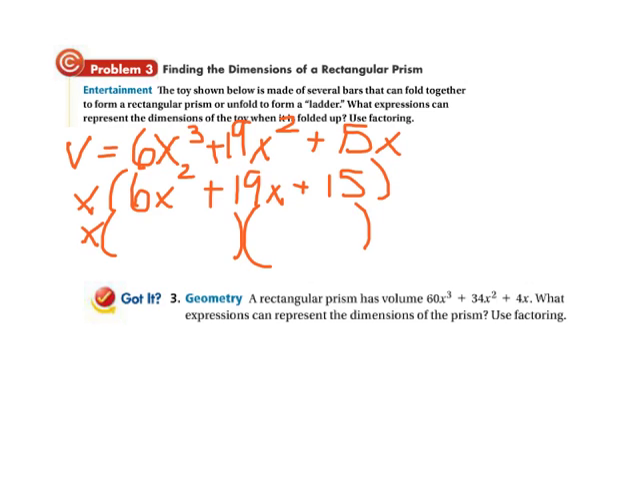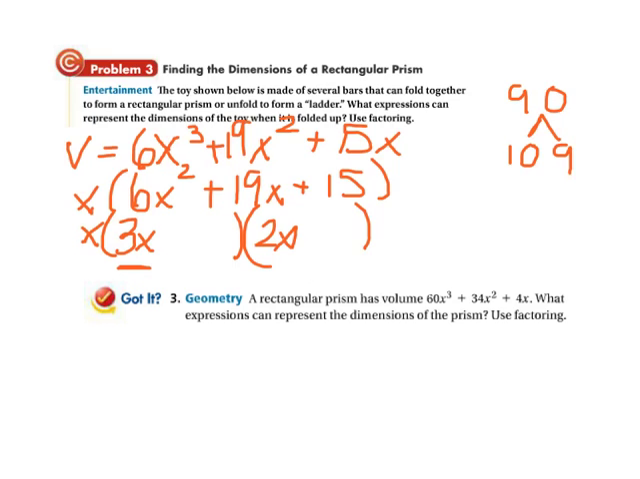So 6 times 15 is 90. And we want 2 factors of 90 that when we add them up we get 19. So there's 10 and 9. So we need to think about how to break up the 6x squared so that we could take it out of those. So, oops, not 6, sorry. We'll have 3x and 2x.